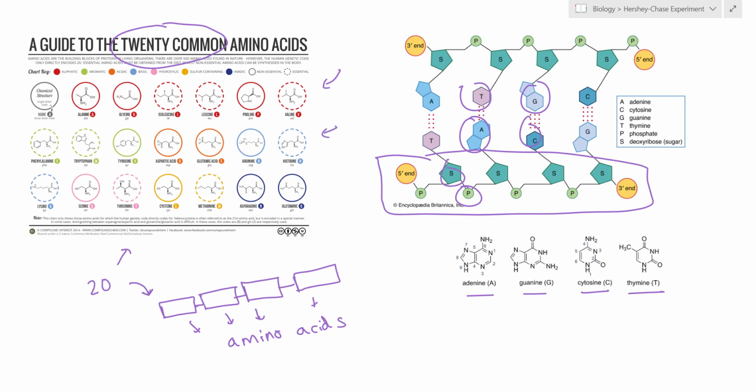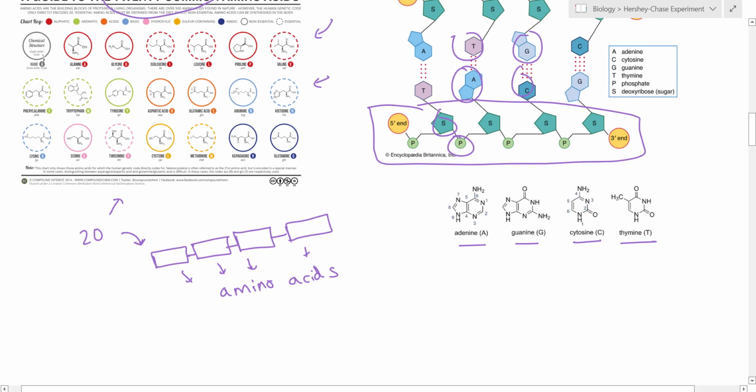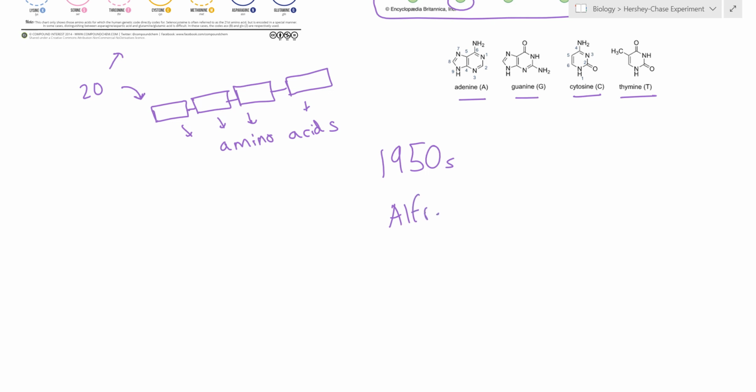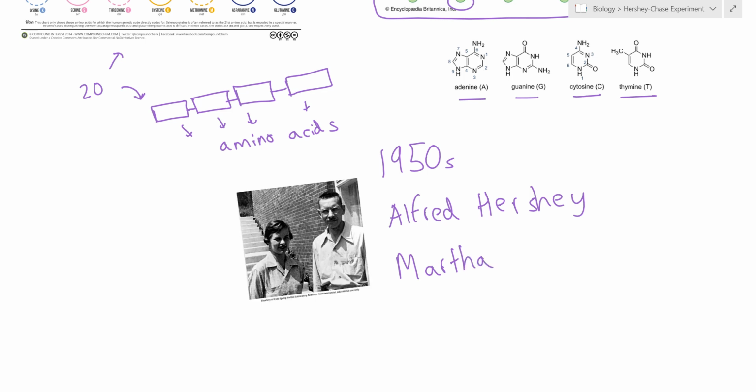So to answer this question and settle the debate and either prove or disprove this hypothesis, in the 1950s, there were two scientists, Alfred Hershey, and I tried so hard to find out whether Mr. Hershey was linked to the Hershey chocolate, but I even looked at family trees, I couldn't find anything. If you find anything, please let me know. And Martha Chase.